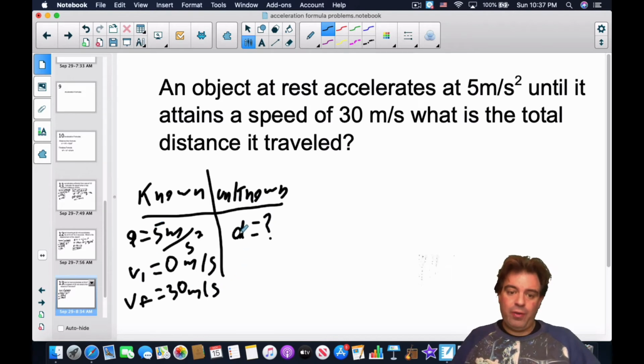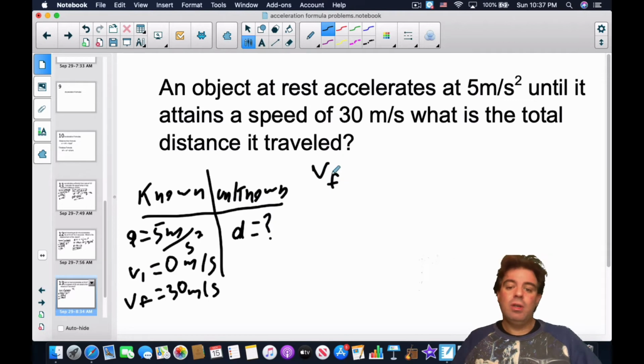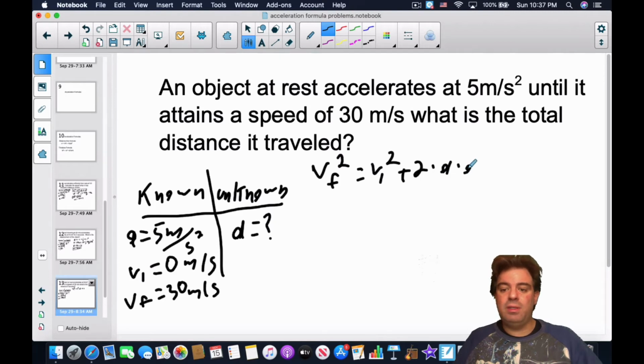Let's look at all of our variables. We have distance, acceleration, velocity initial, and velocity final. No time is given. Therefore, it's a no-brainer. This is going to be the timeless equation. So velocity final squared equals velocity initial squared plus 2 times a times d.